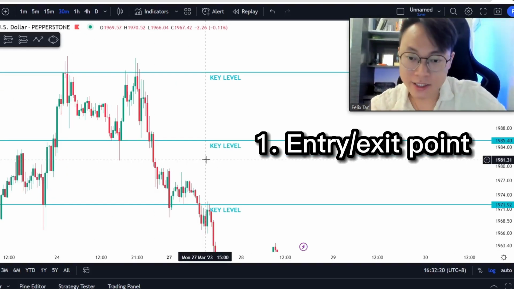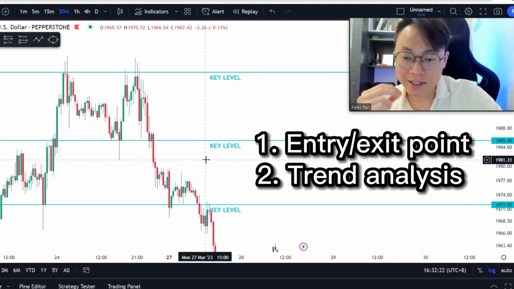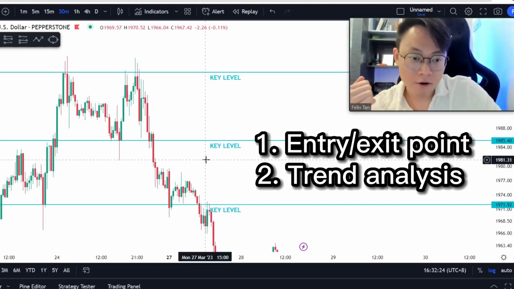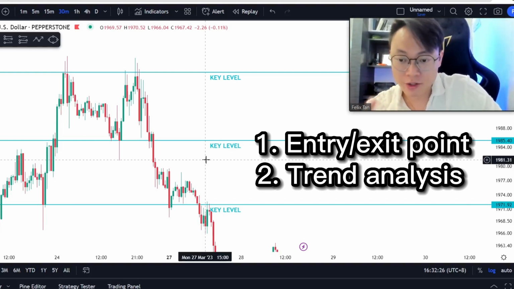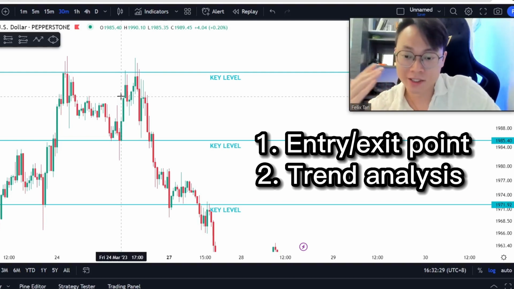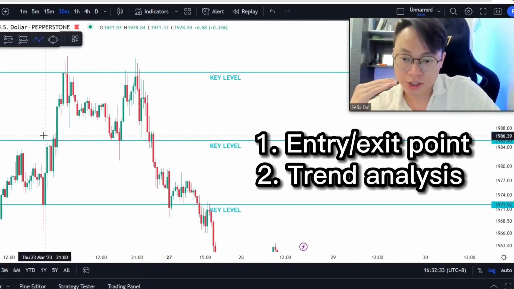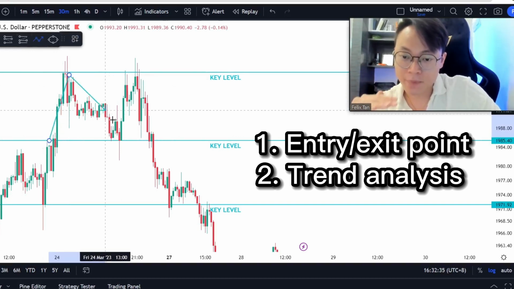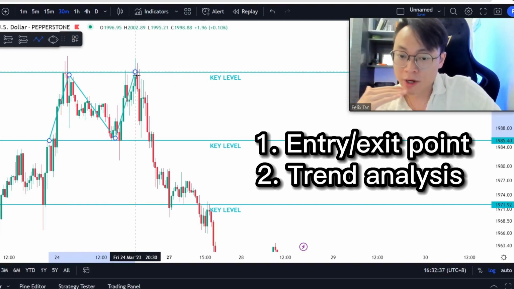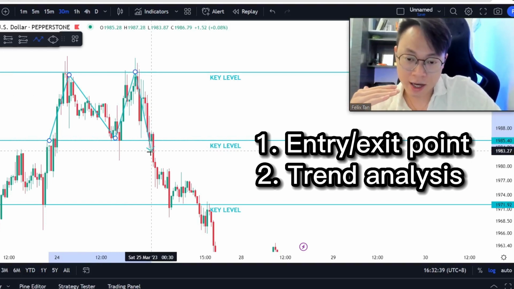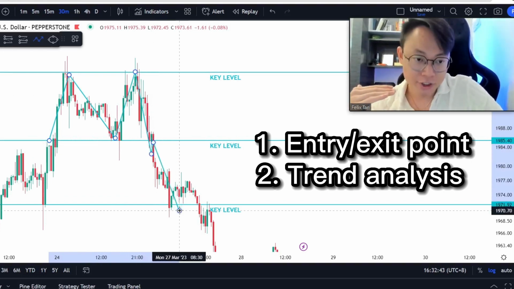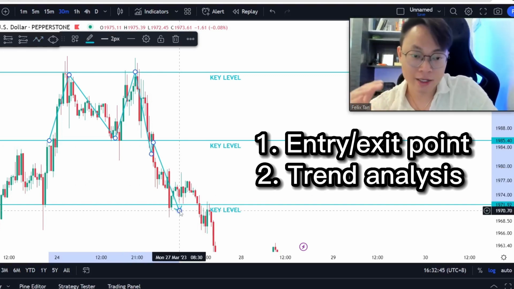The second point is it will help you identify the trend of the current price. So we have a gold chart right here. You can take a look, whenever it broke through these structures, and then we have multiple rejections here. When it broke down to this key level, we know that the trend is going bearish. So it helps you identify or analyze the trend, where the price is trying to go.